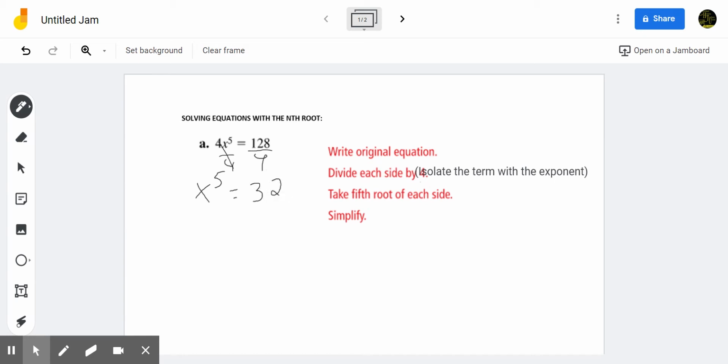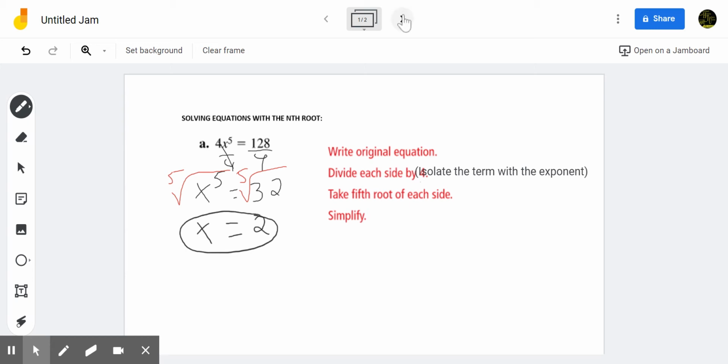And then to undo raising it to the 5th, you want to go ahead and take the 5th root of both sides. So notice if we take the root that it's being raised to, it undoes it. And so once we're here, we're just going to go ahead and simplify. The 5th root of 32 is 2. So that one actually worked out as a nice integer answer. And that's all you need to do for that.